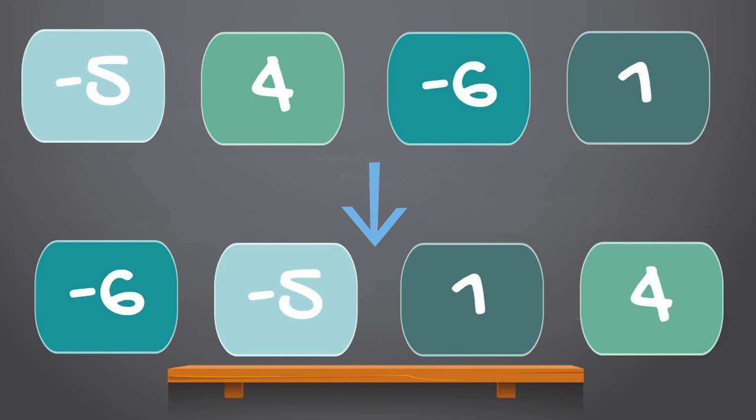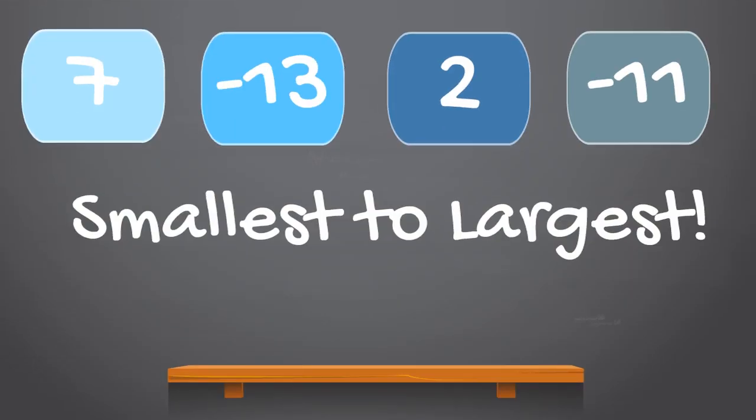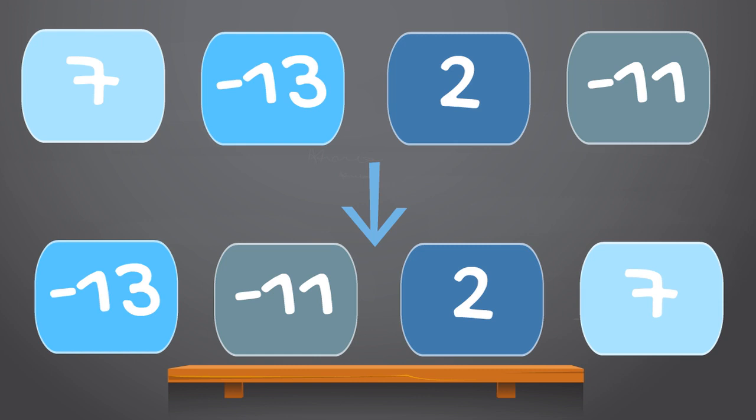Let's try another one of those. Put these numbers in order from smallest to largest. Pause the video and give it a try. Well, how'd you get on? The smallest number is minus 13, then we have minus 11, then we have 2, and our largest number is 7.